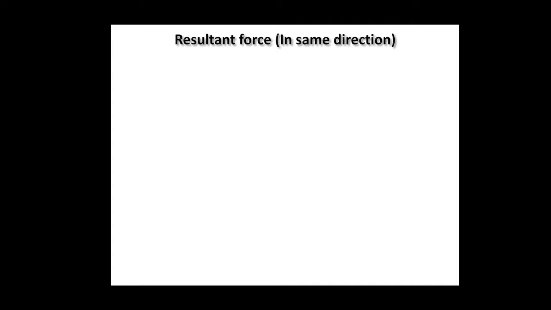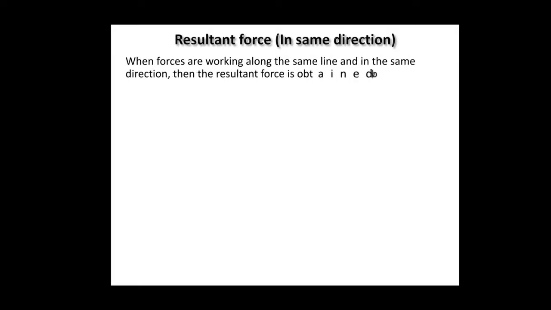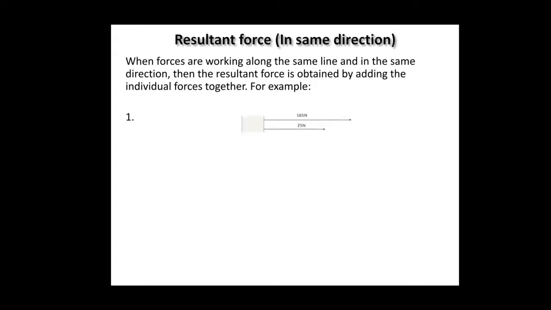Right now, resultant force in same direction. When forces are working along the same line and in the same direction, then the resultant force is obtained by adding the individual forces together. For example, look at here.